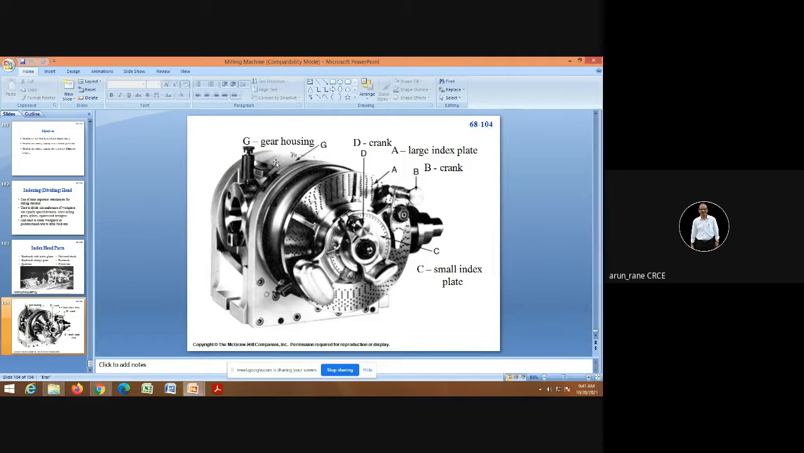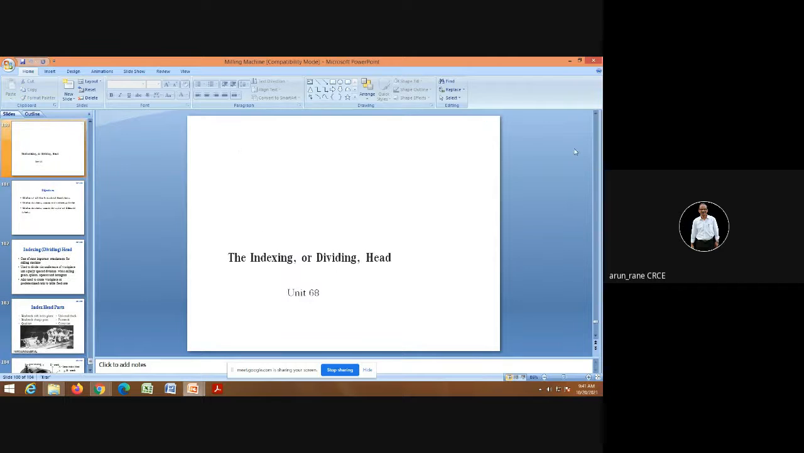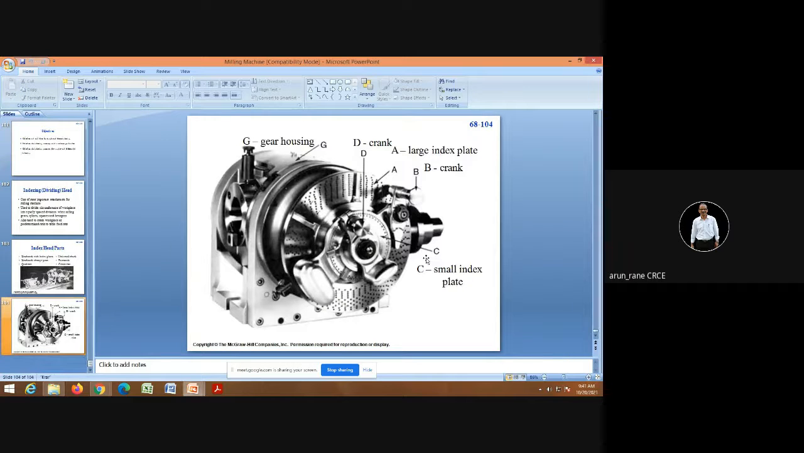Again, after one particular tooth is milled, again index through 16 holes. It stops at this stopper plate, and again do the milling. So like that you have to calculate, but you don't worry about this working, because in your syllabus the working of the dividing head is not mentioned.